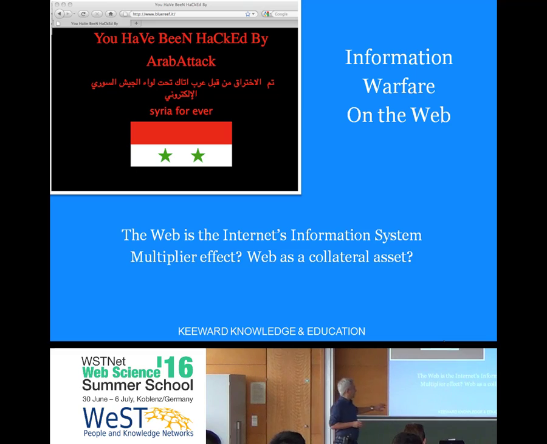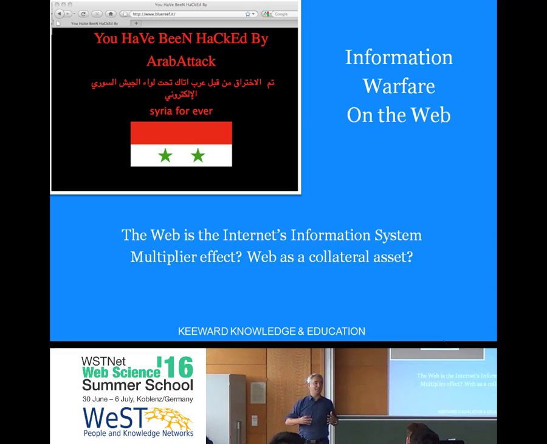Or is it using the multiplier effect? What we call the multiplier effect is the fact that when the web is so well adopted and so visible compared to other technologies on the internet, it has a very big effect on media, on knowledge, on people, and on education. So you're using it as a multiplier effect. You're not using it as a real tool for attacks. This is why we call it a collateral asset.